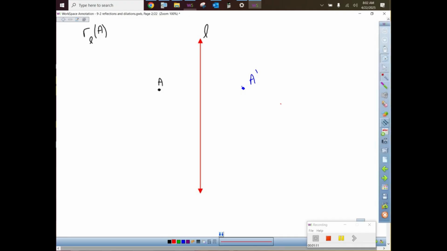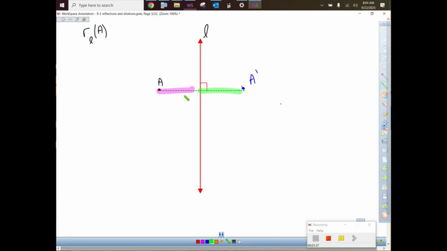Talk to a neighbor. What do you think about if I connected these together with a segment? What's true about this segment in relation to this line? Yeah, we got to vote for this angle right here should be perpendicular. How do you feel about that being 90 degrees? And what do you think about this distance in pink compared to this distance in green? They should be the same. If this was 1 inch away from the line, shouldn't it be 1 inch away from the line on the opposite side of it?